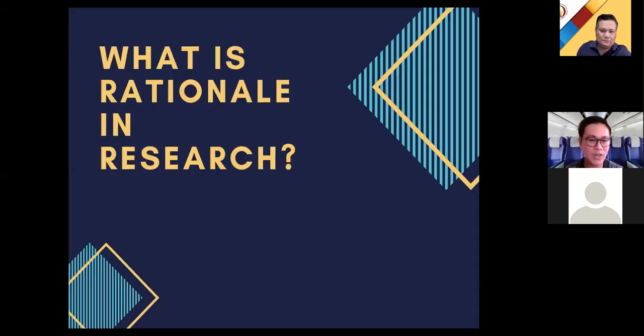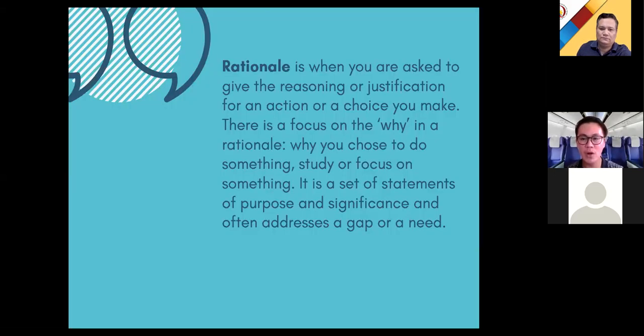So for the rationale, now what is rationale in research? The rationale is when you give the reasoning or justification for an action or a choice you make. So there's a focus on why in the rationale, why you choose to do something. So it should be anchored with justification or reasoning why you need to conduct such a study.